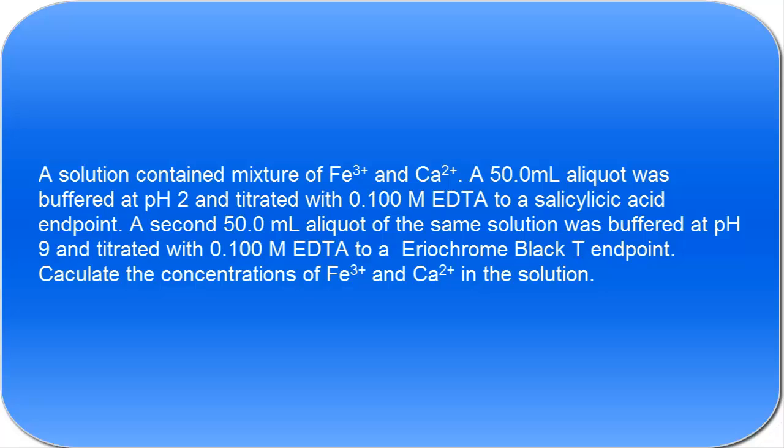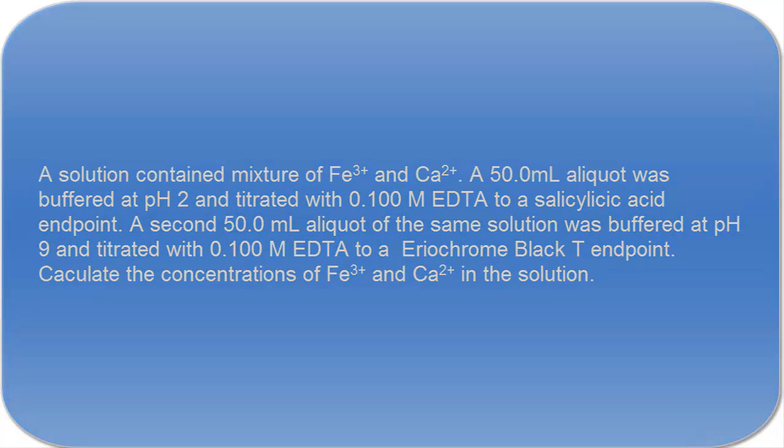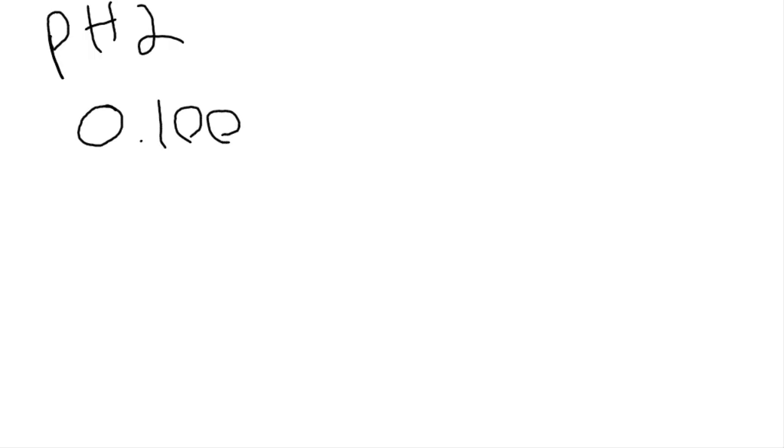So at a low pH, at pH 2, we've just got iron forming a complex with EDTA. At pH 9, we have both iron and calcium. So first of all, let's look at pH 2. At pH 2, we just have the iron titrating, so we would do this as with a normal titration calculation. We want to figure out the number of moles of EDTA.